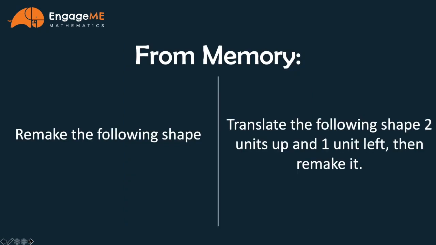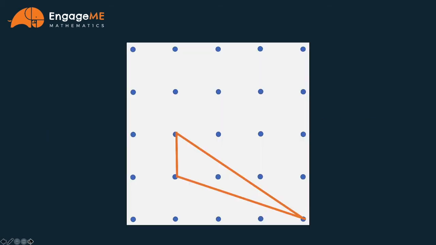Once again, you can either choose to remake the following shape that I'm about to show you, or for this one, you can translate this shape 2 units up and 1 unit to the left before remaking it. I'll show you it now. Alright, don't forget, press pause, try and either remake that shape, or you can translate it 2 units up and 1 unit to the left and then recreate that version of the shape. Best of luck, and remember to press play when you think you've got it to check your answer.